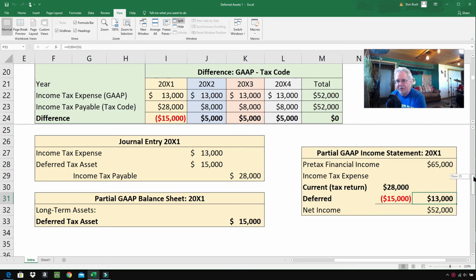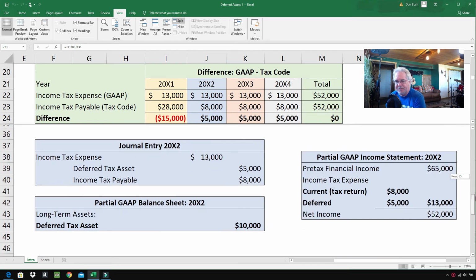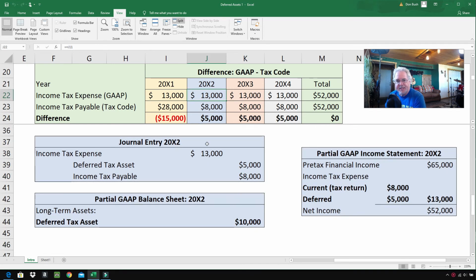Now, if you follow that, the next 3 years are super easy. In fact, they're almost identical. So here we go, $13,000 is the expense. What we have payable is $8,000, and we're reversing out the deferred tax asset, so that way our journal entry balances. The deferred tax asset is going to be $10,000. How did we get $10,000? Well, it's $15,000 minus the 5 here, or the difference between the two here. And coming over here to the GAAP income statement, current is how much we have to pay to the government this year. There it is, $8,000. The income tax expense is $13,000, and we have it right there. And the difference is what is deferred, so it's being reversed out. There we go, 8,000 plus 5 is 13.